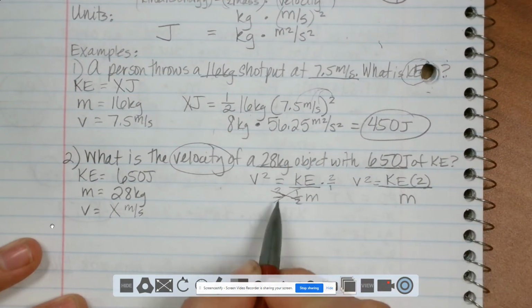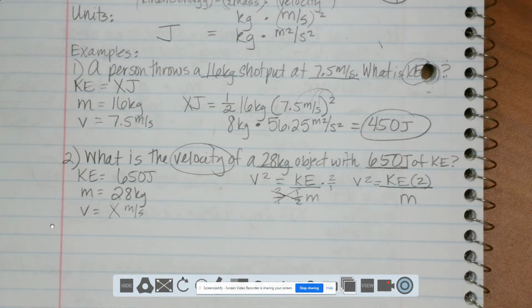I got rid of the half. So all I did was multiply it by its reciprocal on top and bottom, giving me a 2 on the top. Now I'm multiplying kinetic energy by 2, and now I don't have to deal with a fraction on the bottom of a fraction, which can be kind of obnoxious and annoying if you don't. Now I still have this squared over here.